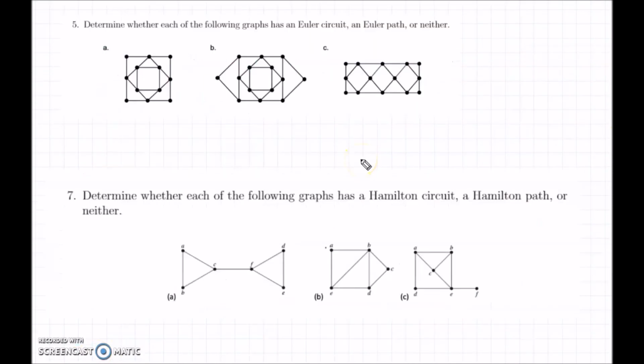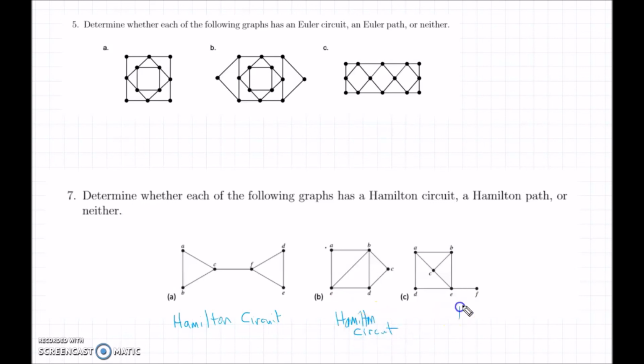And this last problem, determine whether these have Hamilton circuits or Hamilton paths or neither. Remember, a Hamilton circuit means it visits every vertex and starts and ends on the same one. And a Hamilton path means it's going to visit every vertex with no repeats. I know we have that theorem that tells us sometimes when we can figure it out, but let's just see if we can draw them. So, Hamilton circuit, or reason why there isn't one.